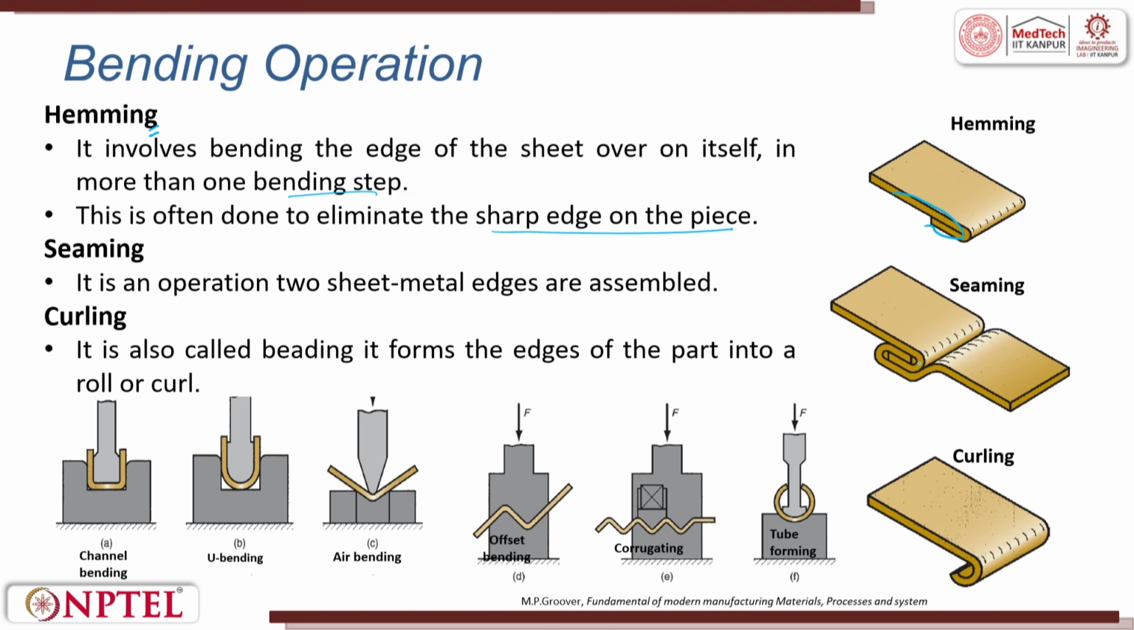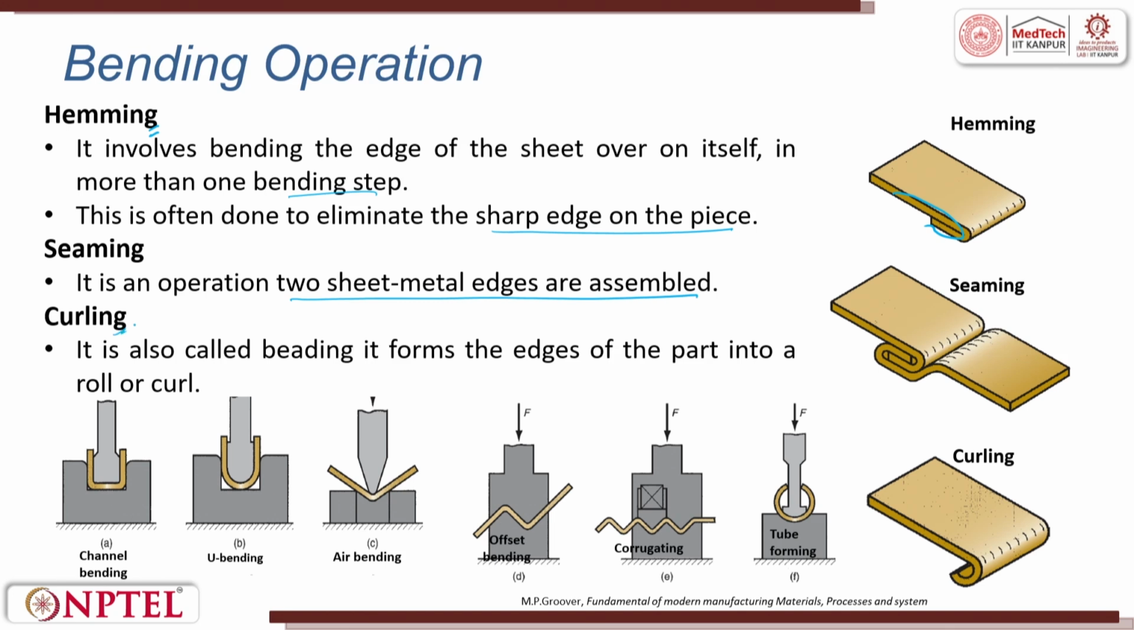Seaming is connecting two sheets. It is an operation where two sheet metal edges are assembled. It is almost like this. This is one hemming, this is another hemming. These two hemming put together is called seaming.